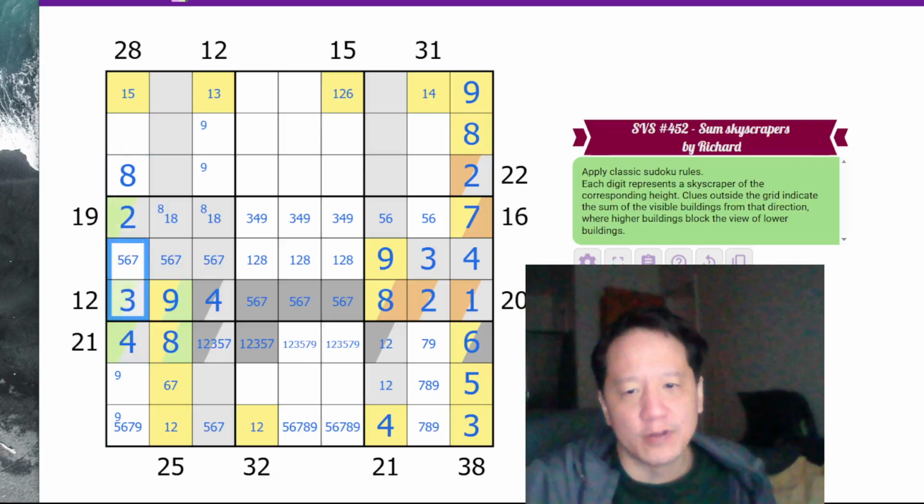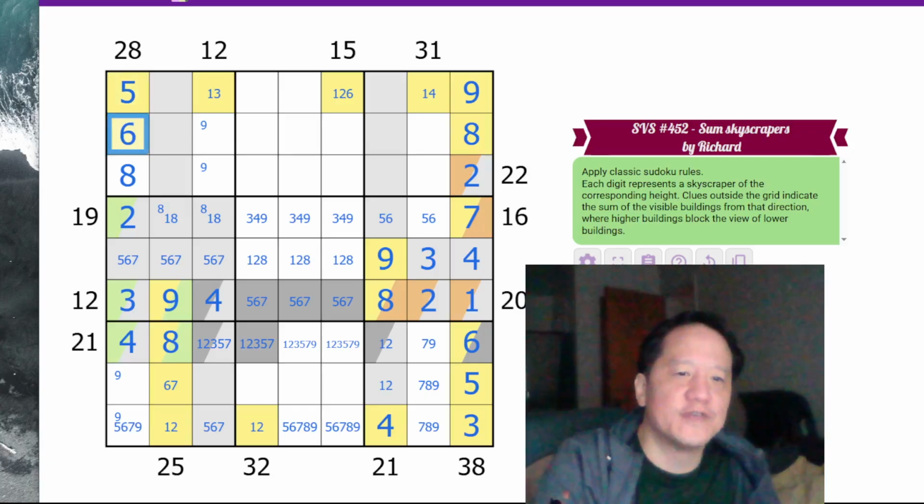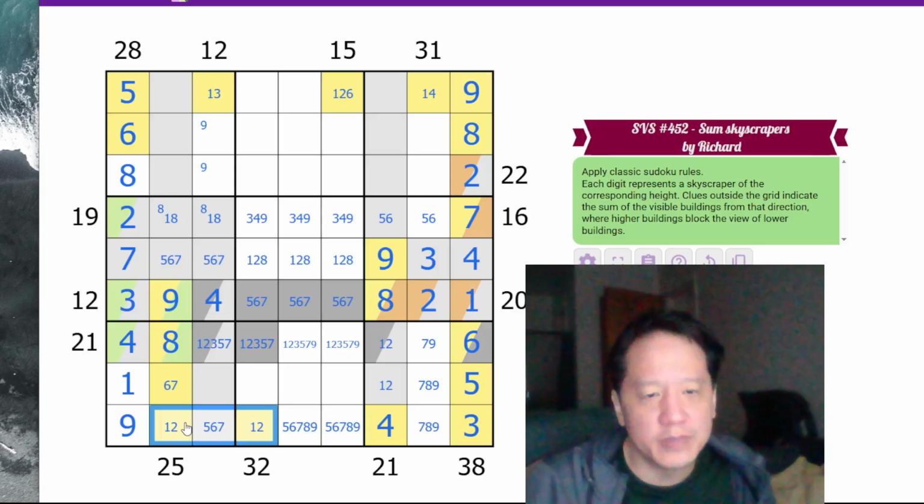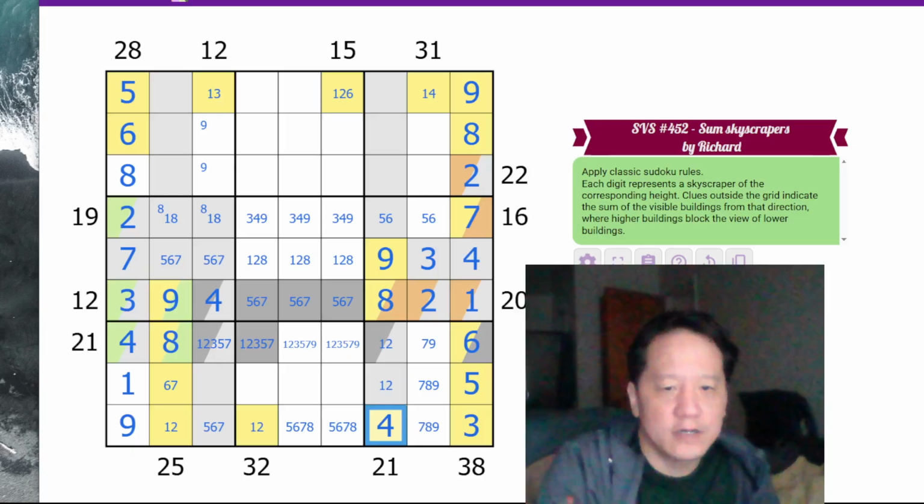So this will be blocked. And then this has to be 5, 6, 8, and 9. Okay, well, there's that. So this is 5, 6, this is 7. This becomes not 5 or 6 or 7, so this is 9. This has to be 1 because of the 1, 2 pair in the row. So this is 9, which eliminates 9 here and here.